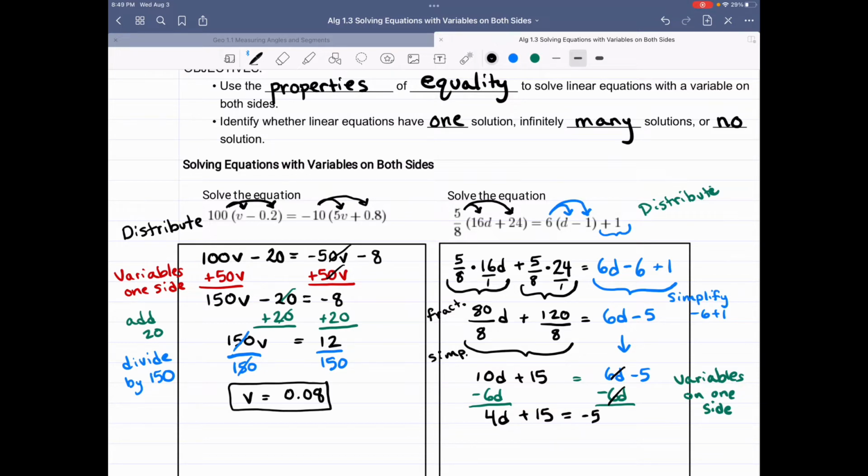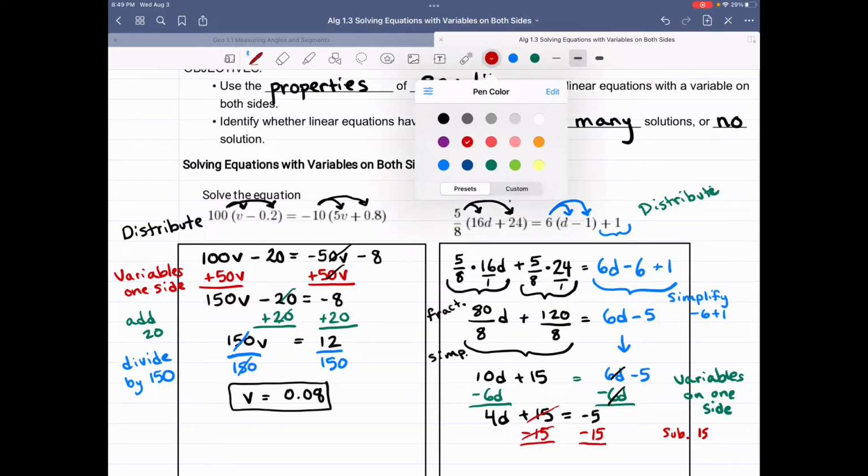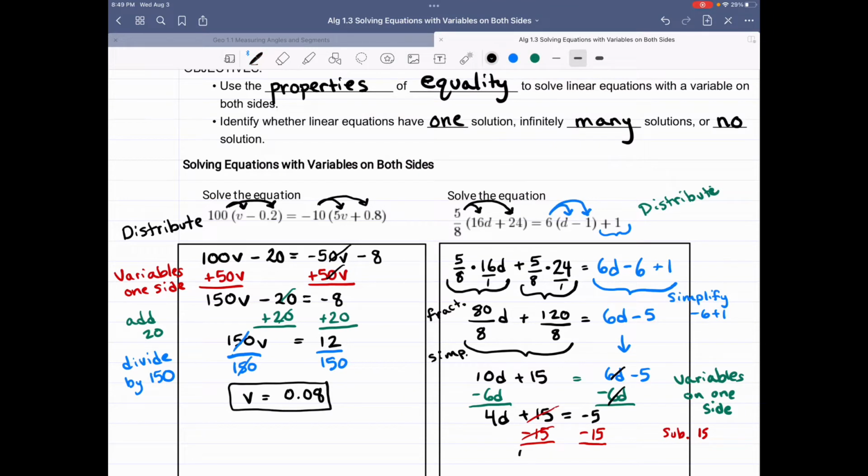The next step that we're going to do is we're going to subtract 15 because it's 4D plus 15. The last thing we did to D, the last thing I said was plus 15, so we minus 15. So subtract 15. Notice I didn't put it under the D, right? So the 15s cancel, leaving us with 4D on the left side. And on the right side, negative 5 minus 15 is negative 20.